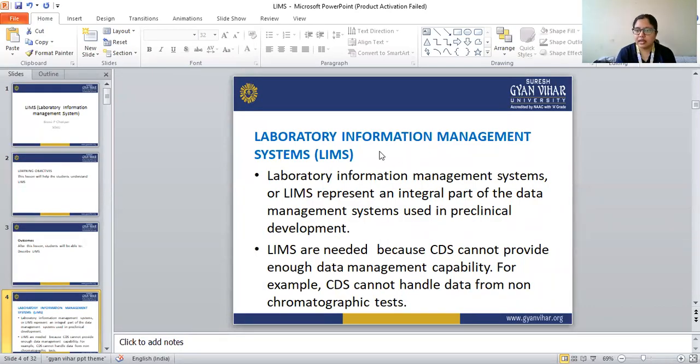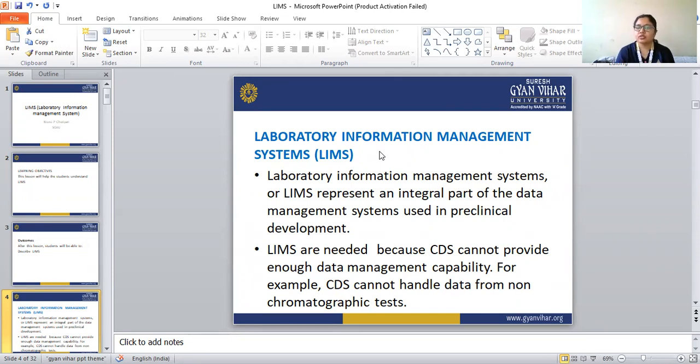Let's see what is LIMS. The Laboratory Information Management System, or LIMS, represents an integral part of the data management system used in preclinical development. So this LIMS we use in preclinical development represents all the data management.